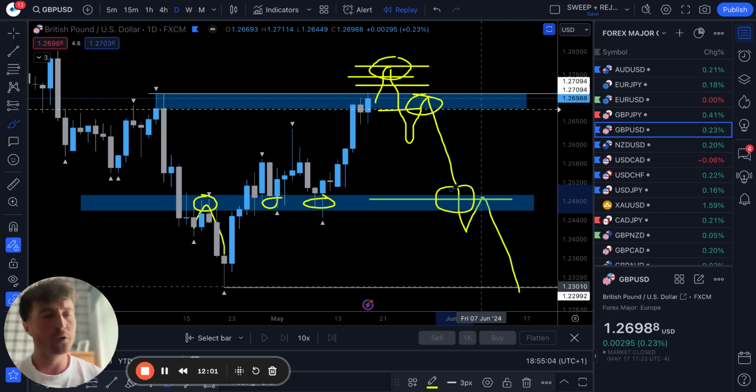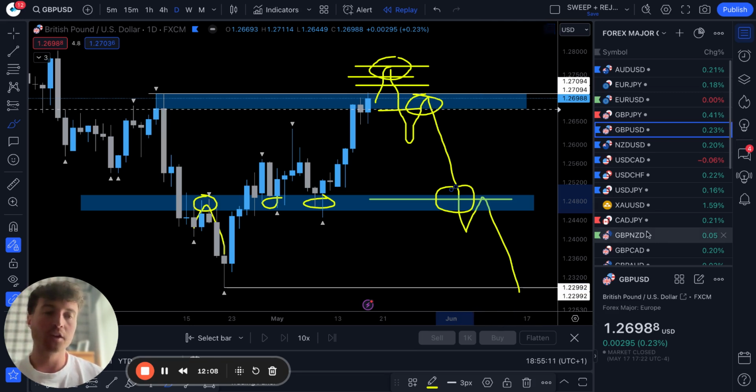So, GU very, very similar to EU, certainly a setup that could present itself heading into this new trading week on the FX. Okay, so that's GU all mapped out.